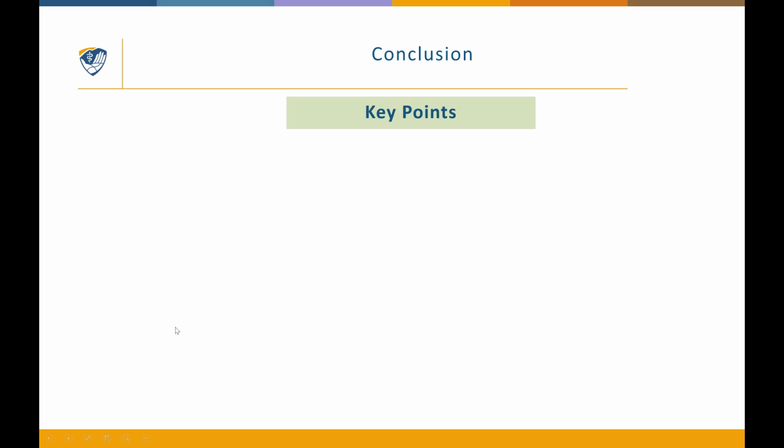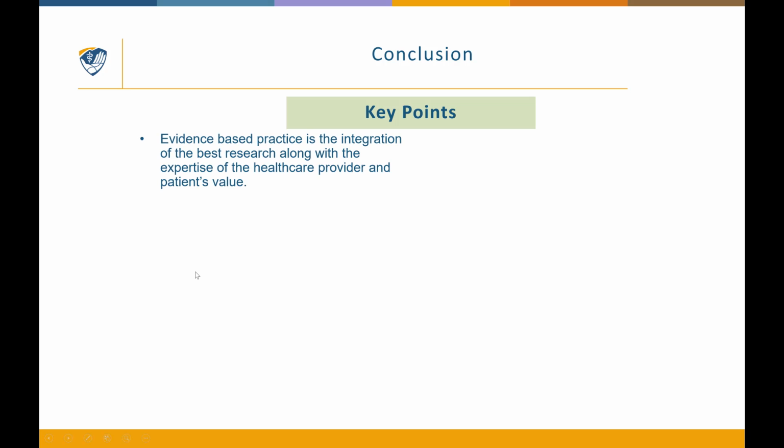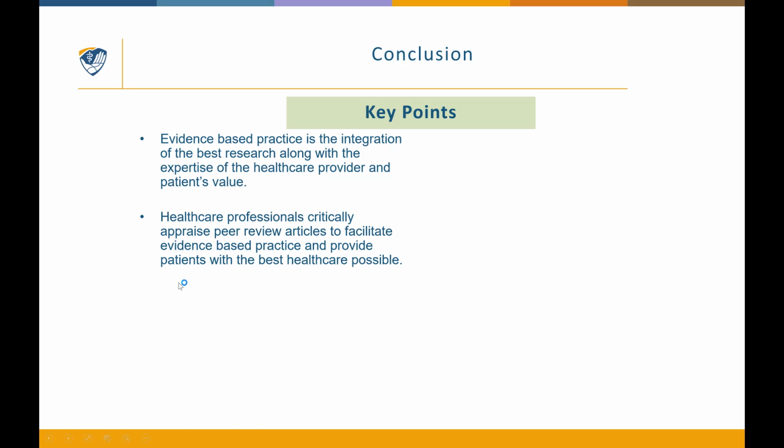Okay, now the key points you should have got out of this screencast: 1, that evidence-based practice is the integration of best research along with the expertise of the healthcare provider and patient values. That healthcare professionals critically appraise peer-reviewed articles to facilitate evidence-based practice. There are different types of tools. We use the SORT, Strength of Recommendation Taxonomy, and there's also the Oxford level of evidence.